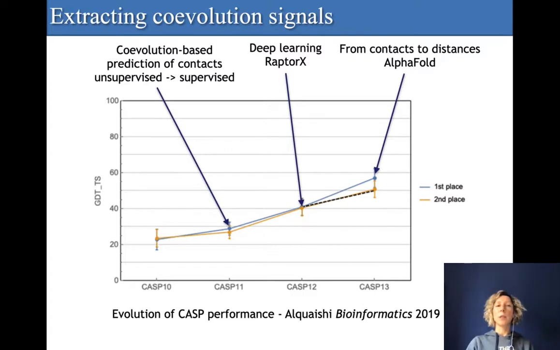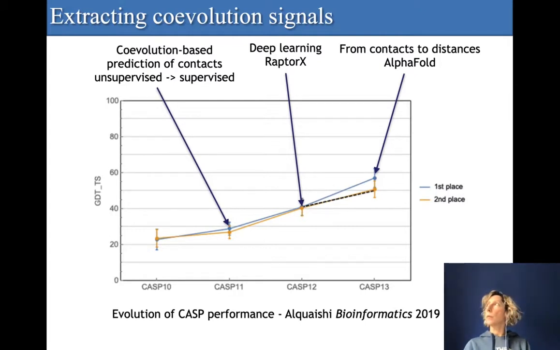At first these predictions were made in an unsupervised way, and they were improved by going from unsupervised to supervised. Basically you learn over contact maps: your input is still the multiple sequence alignments, and your output target is the contact maps that you know from the PDB structures. Then you have the big boom thanks to deep learning architectures, and we can mention the RaptorX method, which was very successful in this.